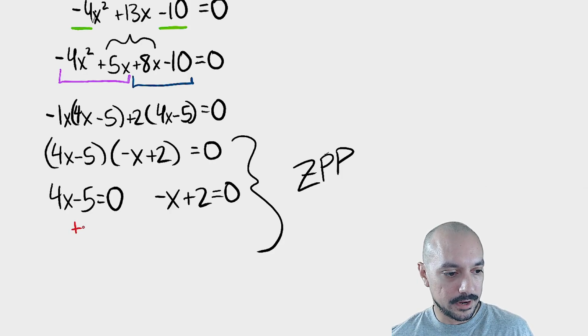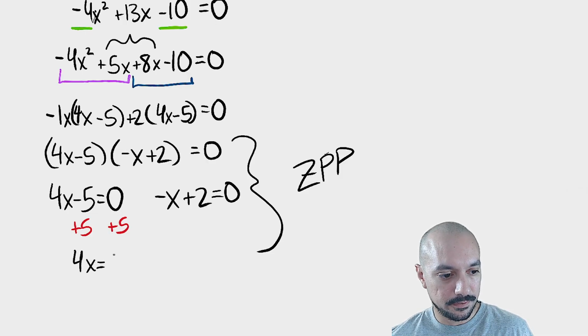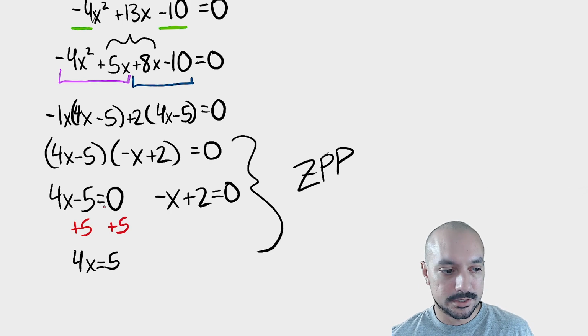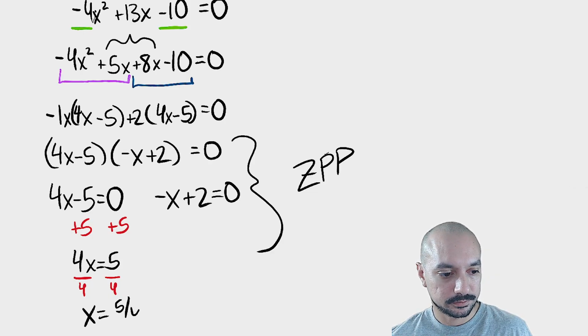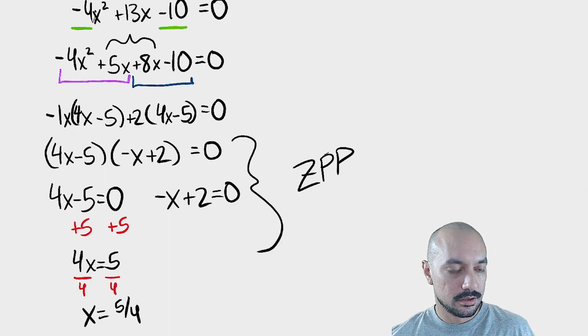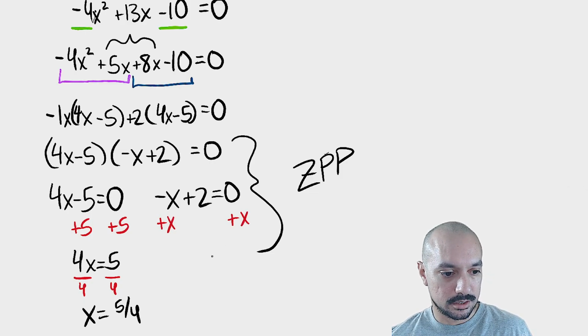For the first linear factor, I'll add 5 to both sides. I get 4x equals 5. And then my last step, we'll divide both sides by 4. And so I get one of my x values, x equals 5 over 4. Same kind of deal over here. Over here, I'll add x to both sides. And so I get x equals 2.